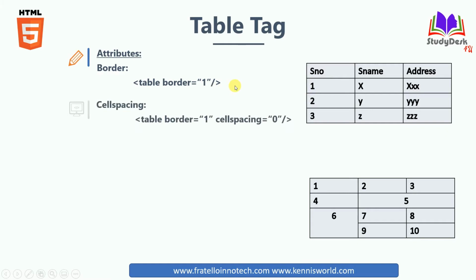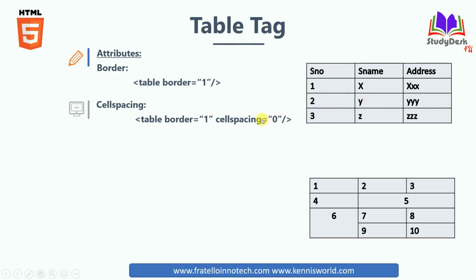And the next attribute is cellspacing. Cellspacing is nothing but the distance between two cells. A space between two cells is called cellspacing. We need to mention that attribute within the table tag, that is table border and cellspacing equal to 0. If you specify this one, it gives 0 space between the cells.